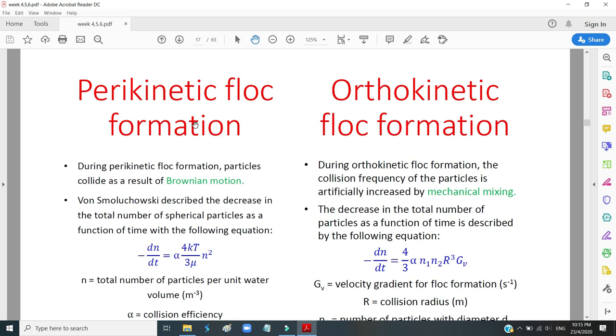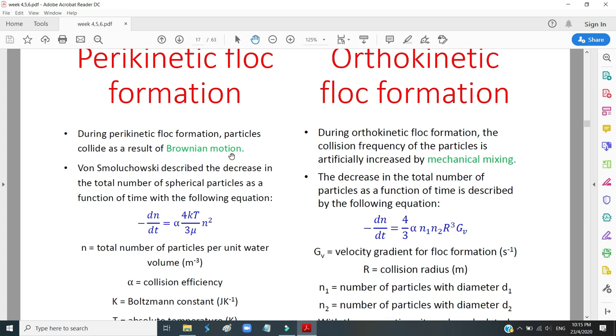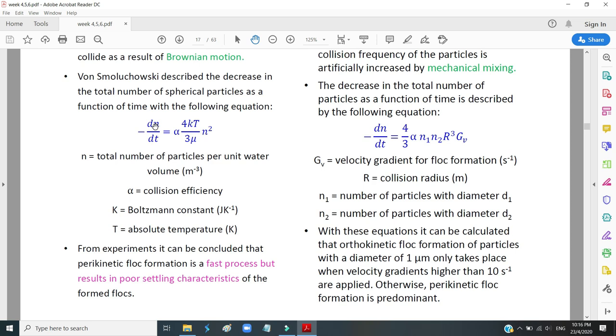So this peri is because of the Brownian motion. This we have learned previously, which is the movement of the smoke particles, which we found actually do not have a uniform or predictable way, they just move randomly, which is Brownian motion. And then these famous people described the decrease in the total number of spherical particles as a function of time with the following equation. So equation again, dN over dt, which is a differential equation. N is the total number of particles per unit water volume.